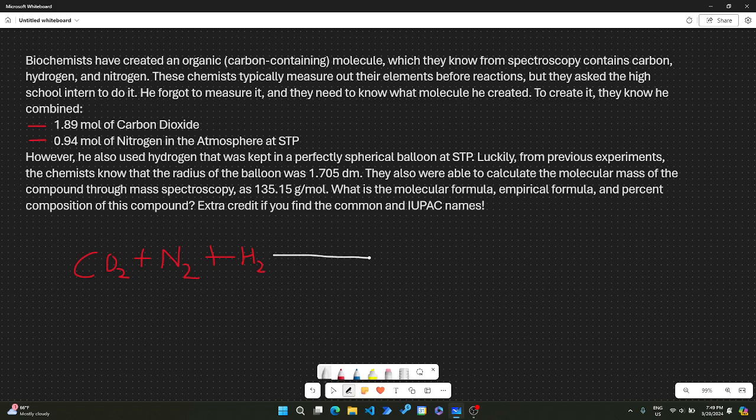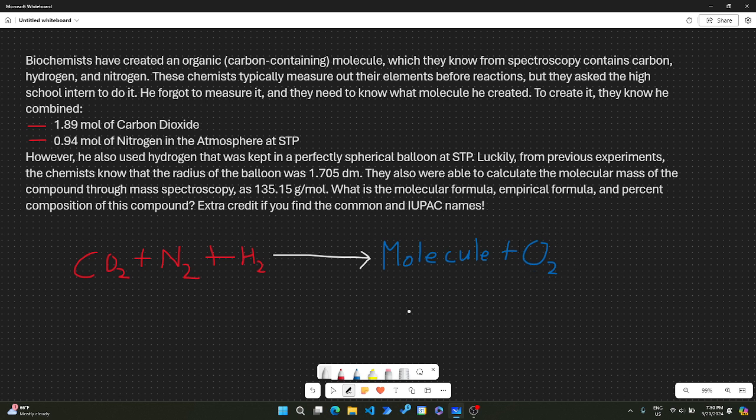And this is going to yield our molecule plus some number of O2. Keep in mind that this equation is not balanced because we don't even know what our molecule is. Now you might be wondering, well, why is there a random O2 hanging out? Why isn't that a part of the molecule?